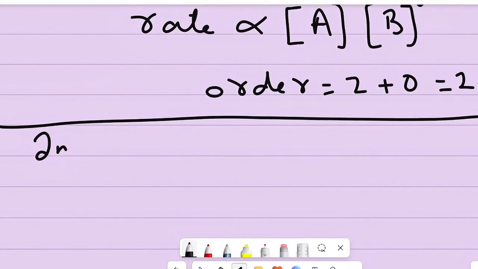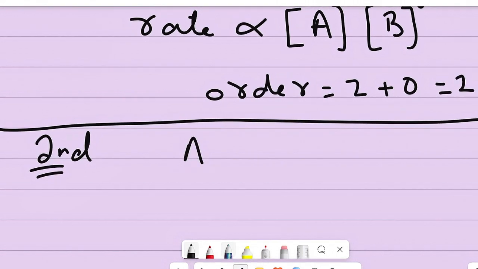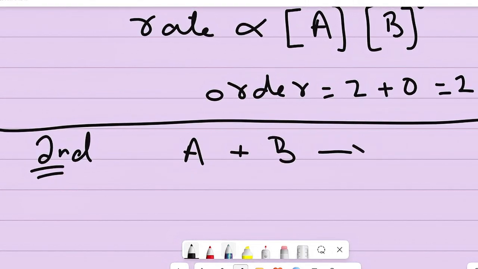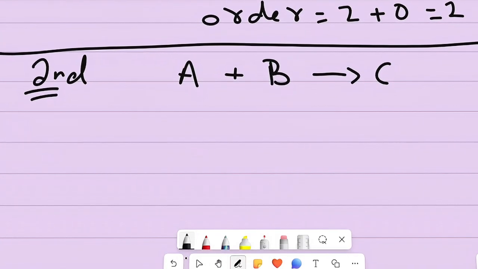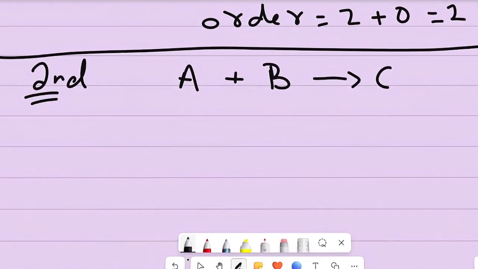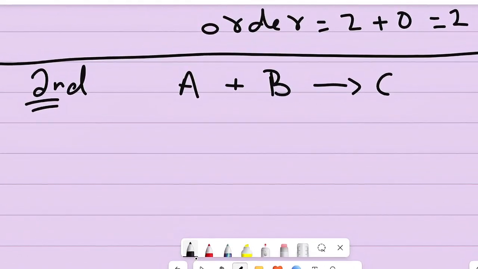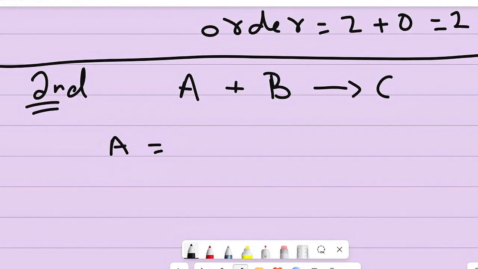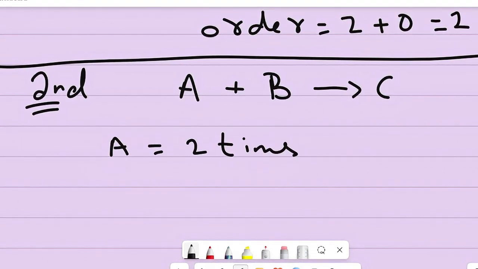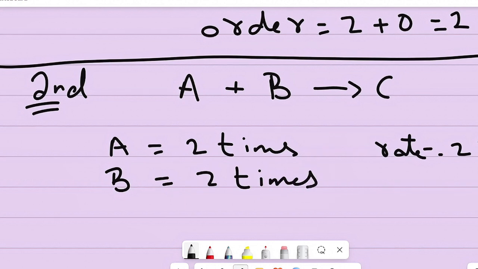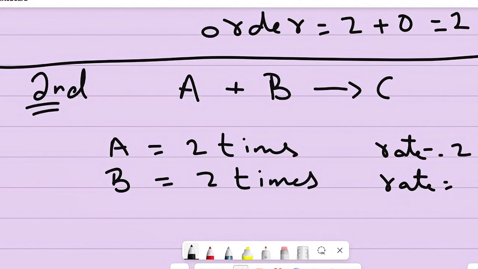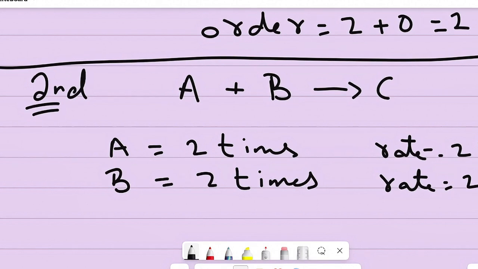Second scenario. Let's say we have A and B converting into C. Now, if you increase the concentration of A, like you double the concentration of A, the rate doubles. A concentration increases by 2 times, the rate increases by the same factor, 2 times. If you have the second reactant B and you double the concentration of B, the rate increases by the same factor, 2 times. So in this case, what will be the final order?